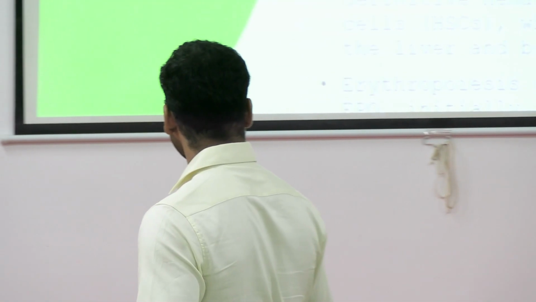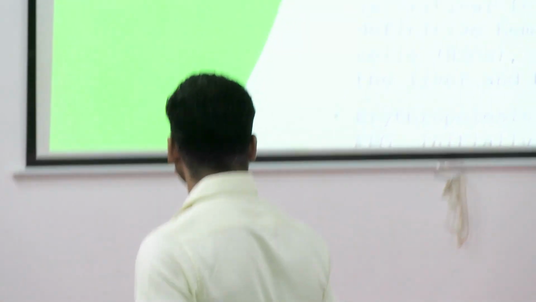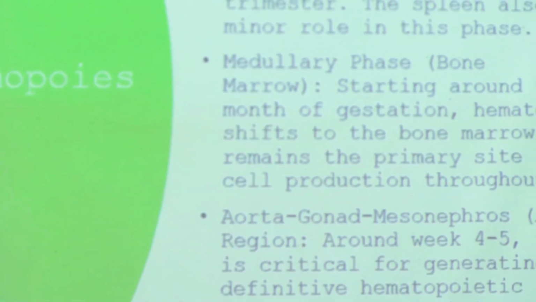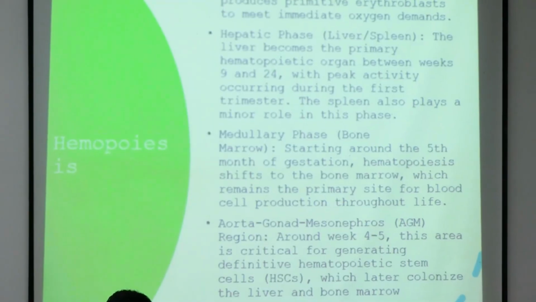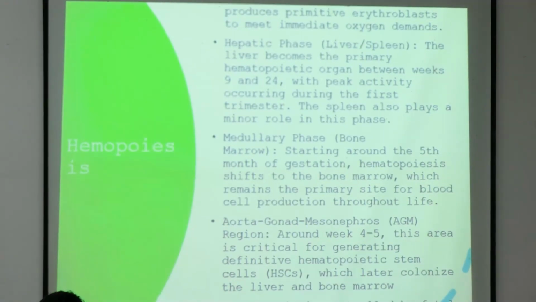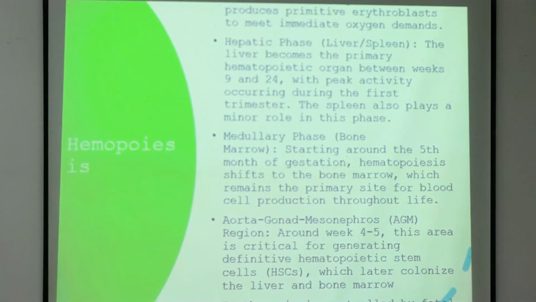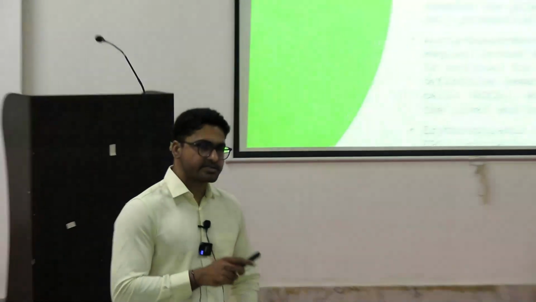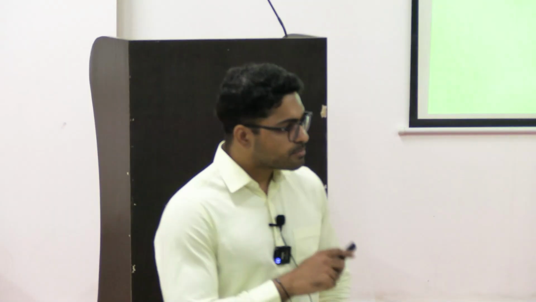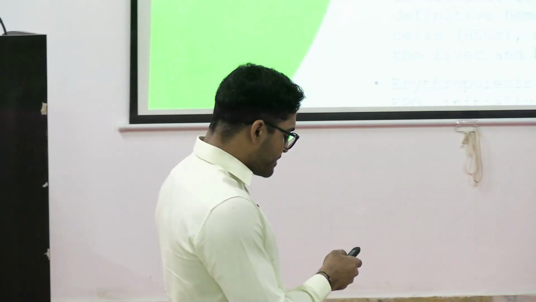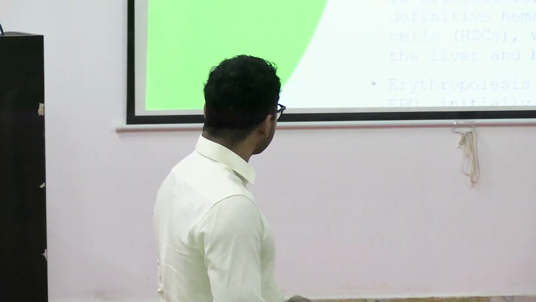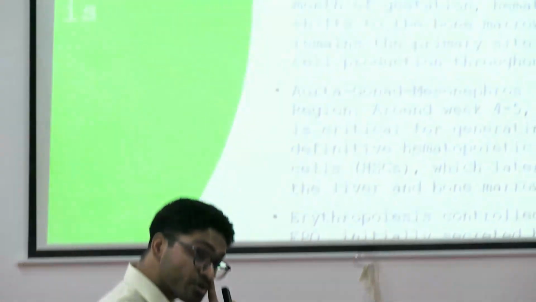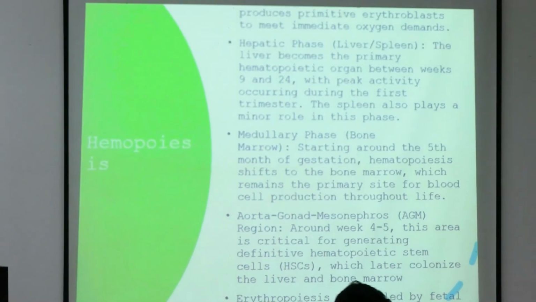And there is the AGM, aorta gonad mesonephros. This region is critical for generating definitive hematopoietic stem cells. Look, this area, AGM, aorta, gonad and mesonephros, is very important. It gives rise to multiple stem cells. The gonadal stem cells, both from ovary and testis, arise in this area. The hematopoietic stem cells for our bone marrow arise in this area. This is quite an important area. And erythropoiesis is controlled by fetal EPO or fetal erythropoietin.